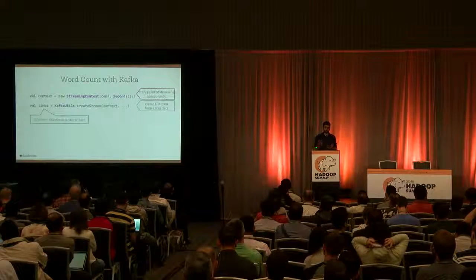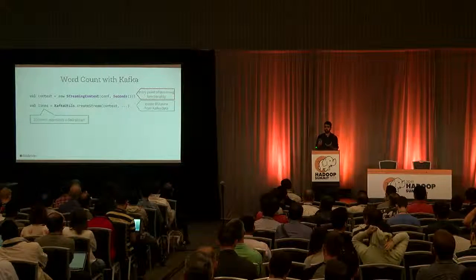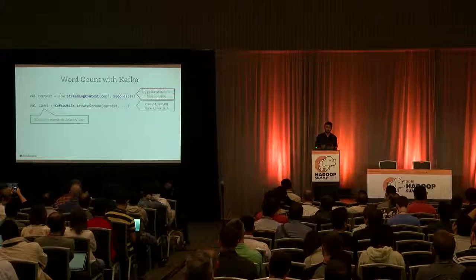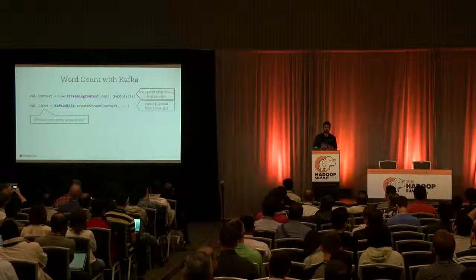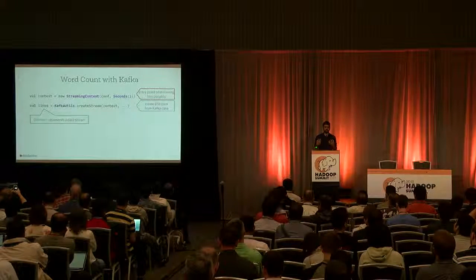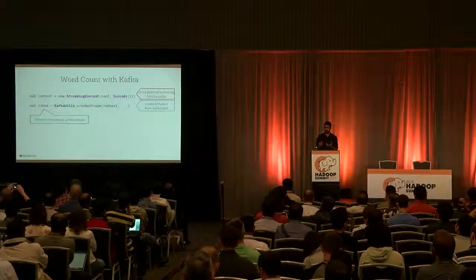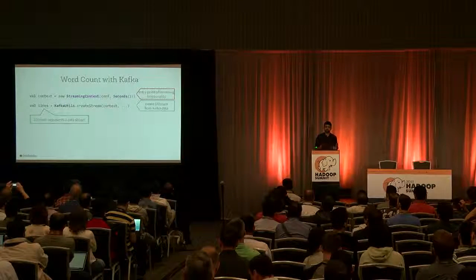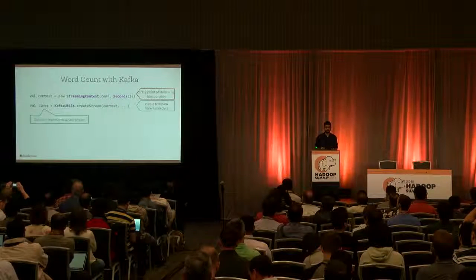Now you can use this context to create this thing called DStreams. In the case of Kafka, you can use KafkaUtils. It's part of Spark Streaming, as it is bundled with Spark Streaming. You can use createStream to create a DStream, which is the core abstraction of Spark Streaming. And a DStream essentially represents a data stream.